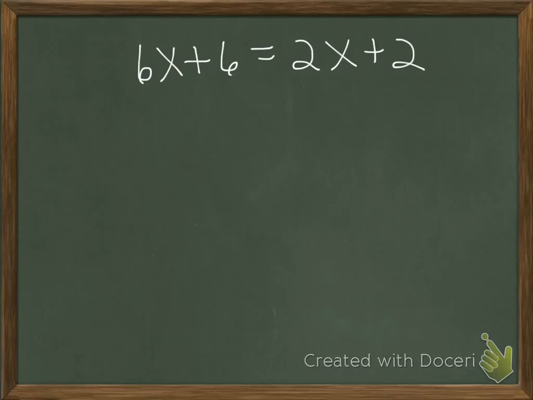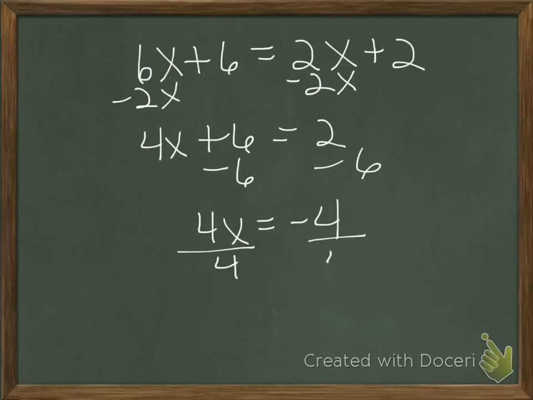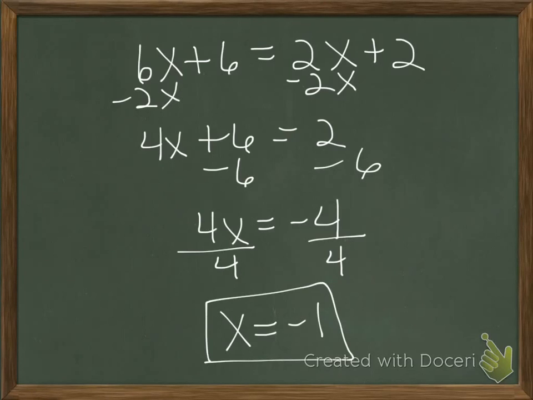I'm going to finish this out by solving for x. So I'm going to subtract 2x from both sides, which makes 4x plus 6 equals 2. Subtract 6 from both sides, which makes 4x equal negative 4. Divide by 4, and x equals negative 1 is my solution.